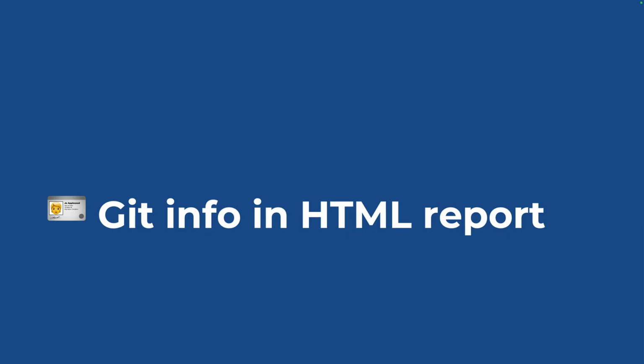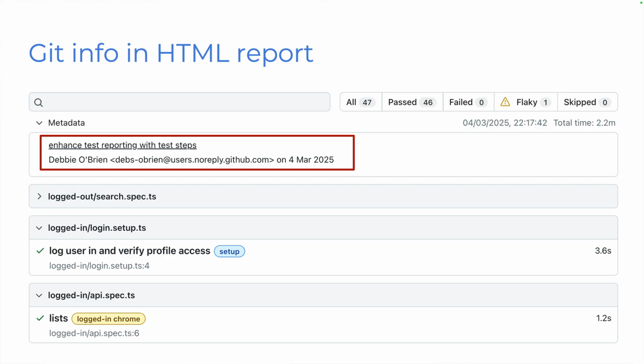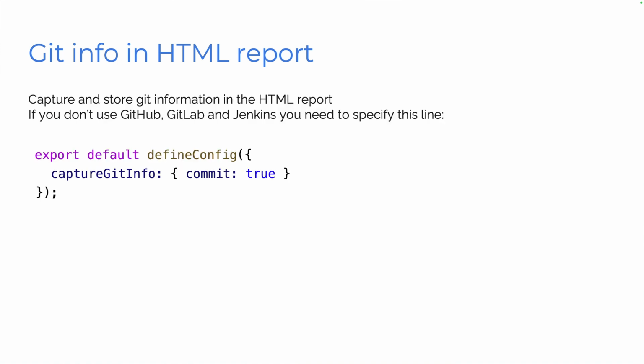Nice, let's move on to the next feature, Git info in your HTML report. So if you want to have the info of who actually made the pull request and a link to the pull request, you can add this in the metadata tag of your HTML report. In order to do that, it actually is by default if you're using GitHub, GitLab, and Jenkins, but if you're not, then you need to specify this line, captureGitInfo commit: true.